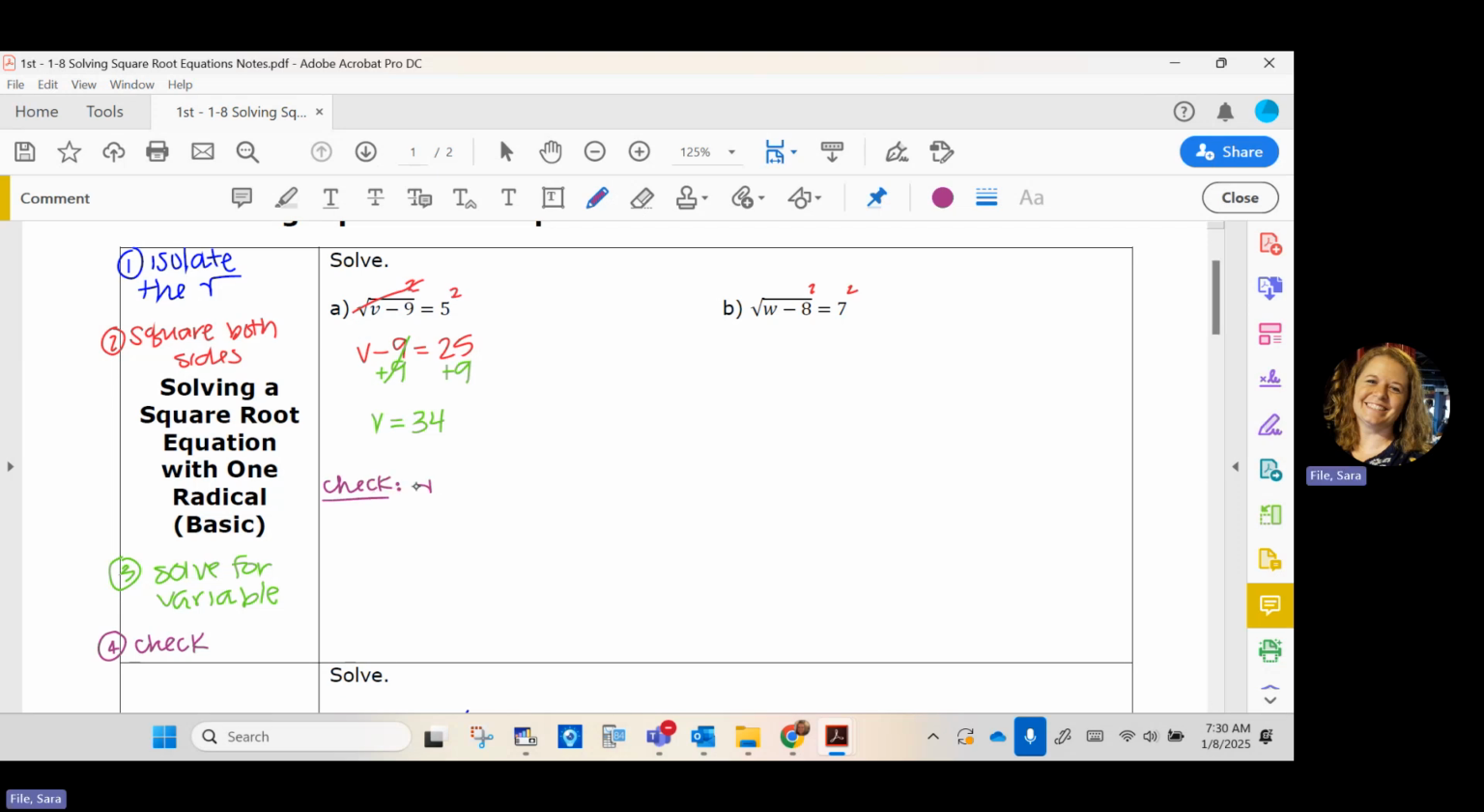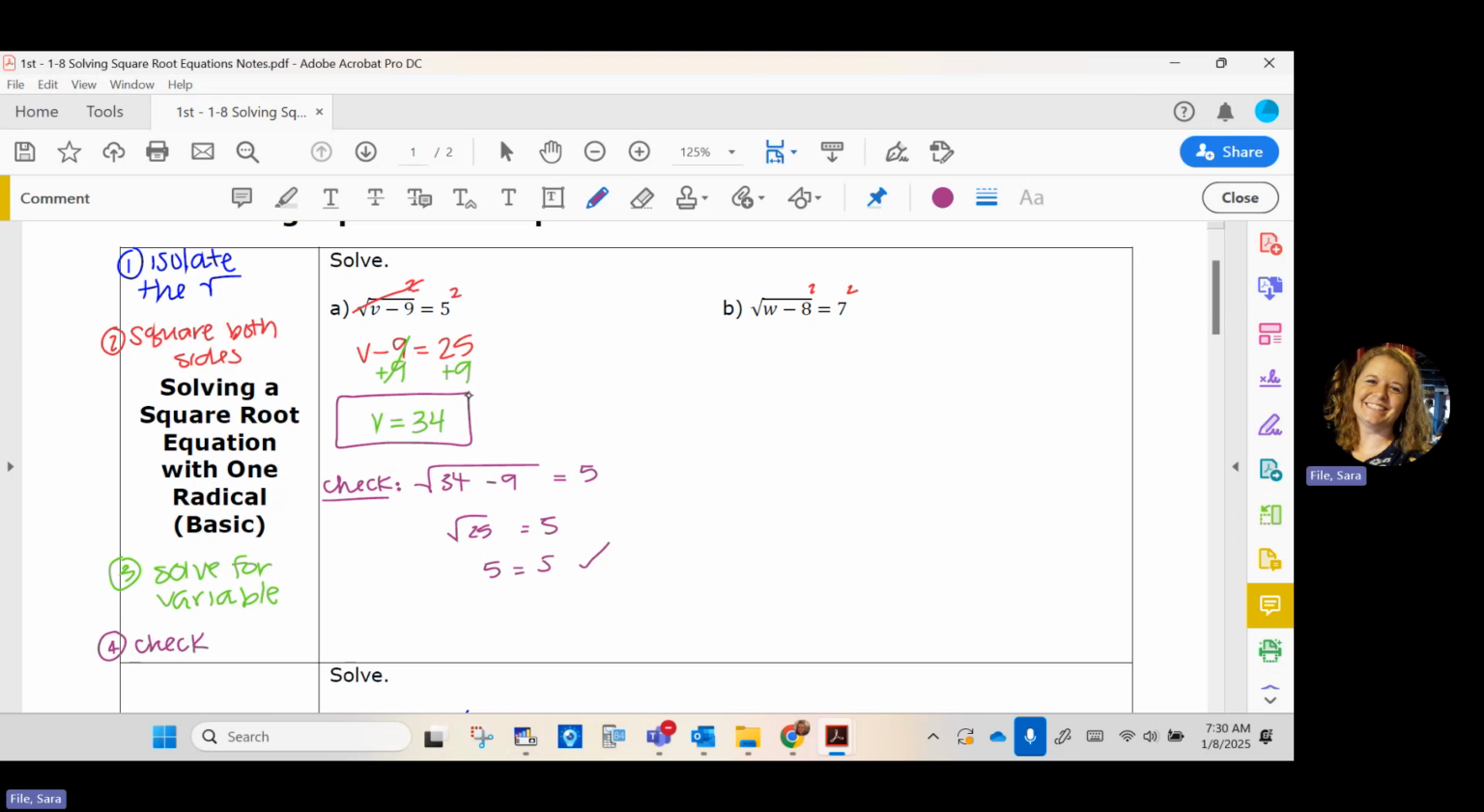So I'm going to take that 34 and plug it back in for v in the original equation, and we're going to make sure that this comes out true. So 34 minus 9 is 25. The square root of 25 is indeed 5. So 5 does equal 5. It checks out. That's your answer. That's your solution. Good.